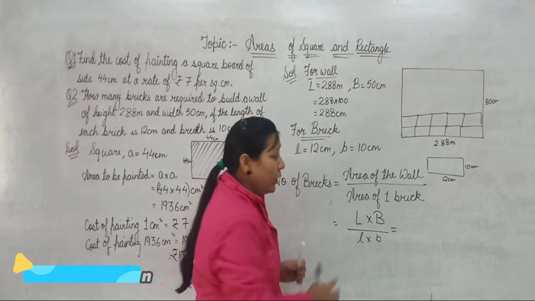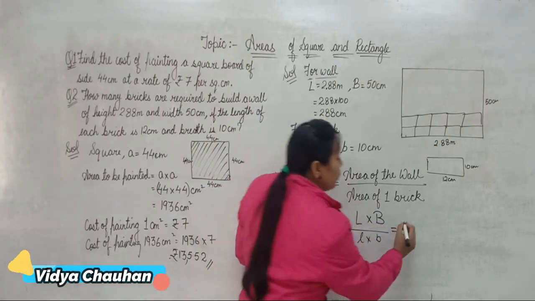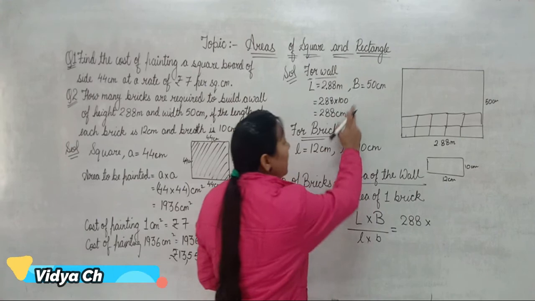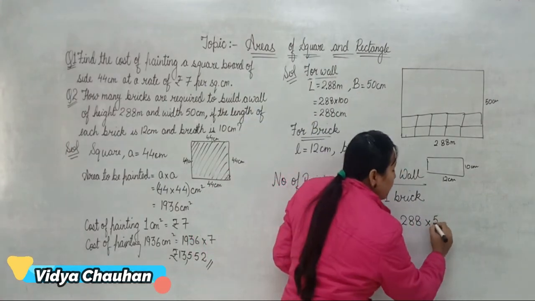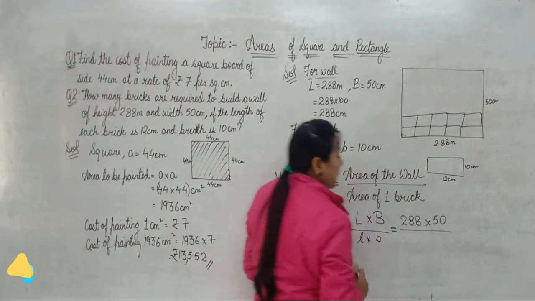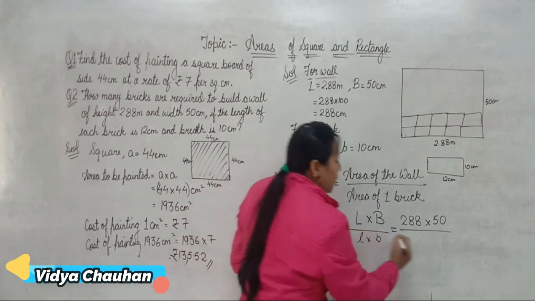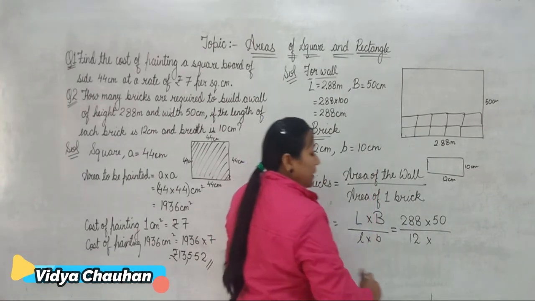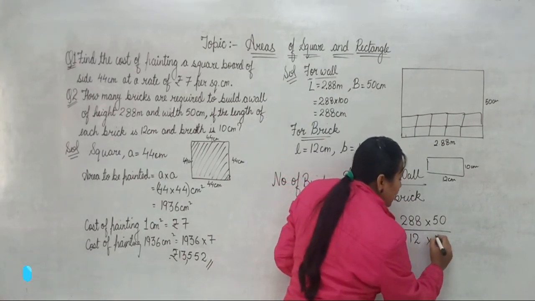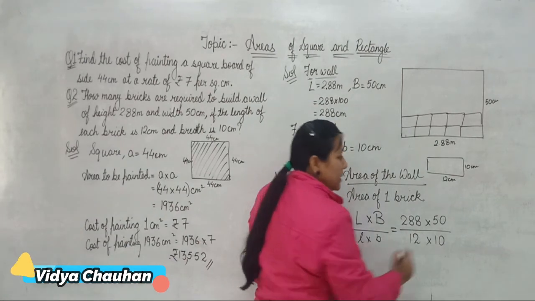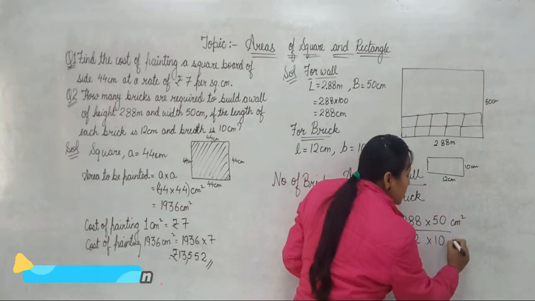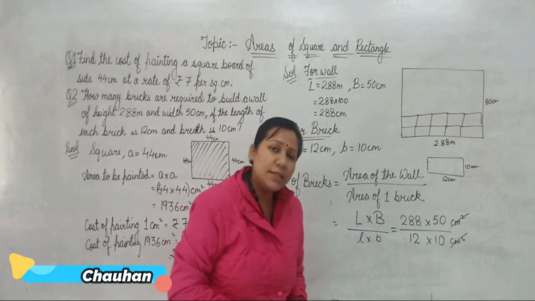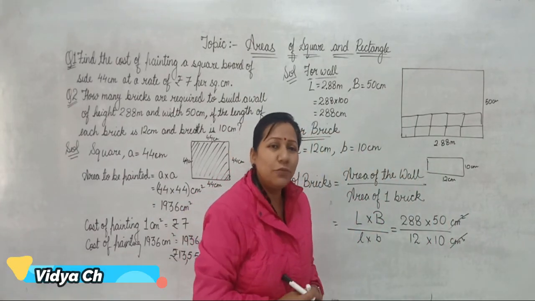Let's put the value. What is the length of the wall? 288 centimeter. Multiplied by what is the breadth of the wall? 50 centimeter. Then what is the length of the brick? 12 centimeter. And the breadth of the brick, that is 10 centimeter. Now here you will be getting centimeter square. So very first, centimeter square gets cancelled out. That means the unit is vanished.